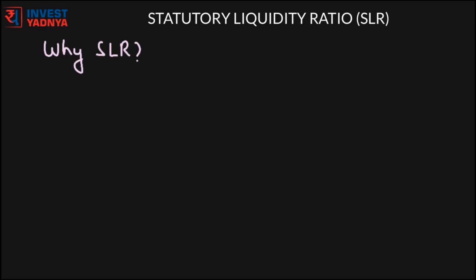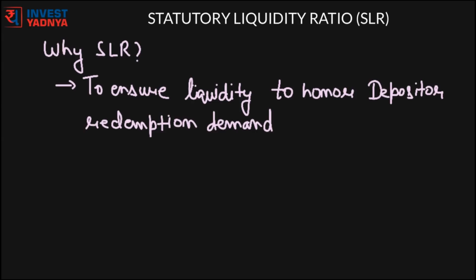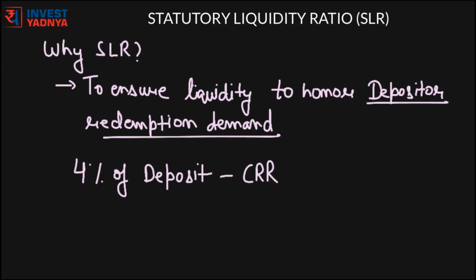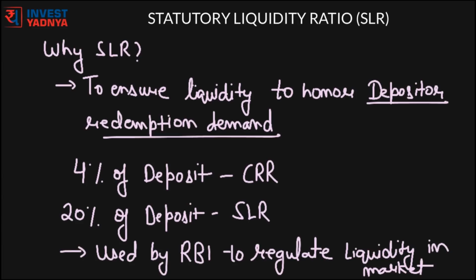Majorly to ensure that banks always have enough liquidity to honor depositors' demands and that they don't lend away all their funds. So banks have to keep 4% of their total deposits as CRR with the RBI, and as SLR another 20% of their total deposits in government securities. So total 24%.